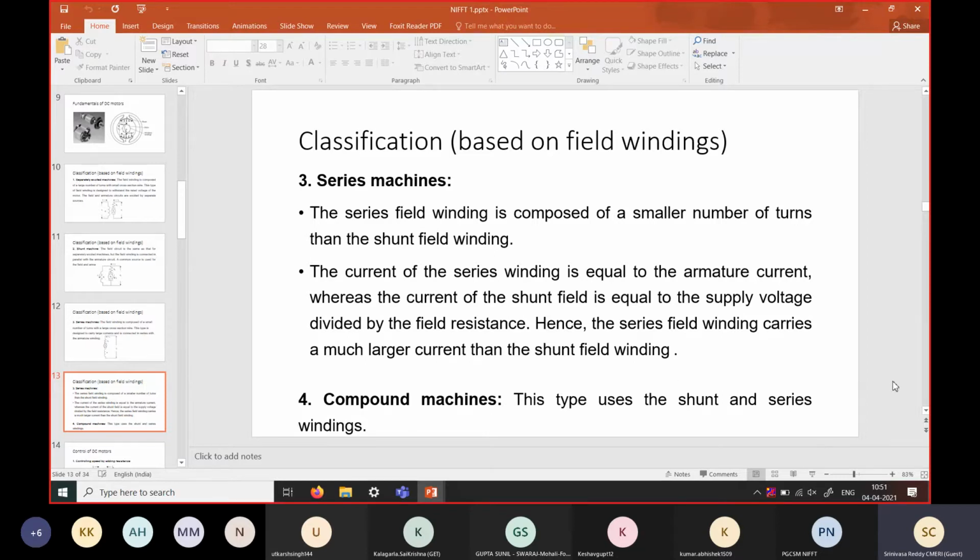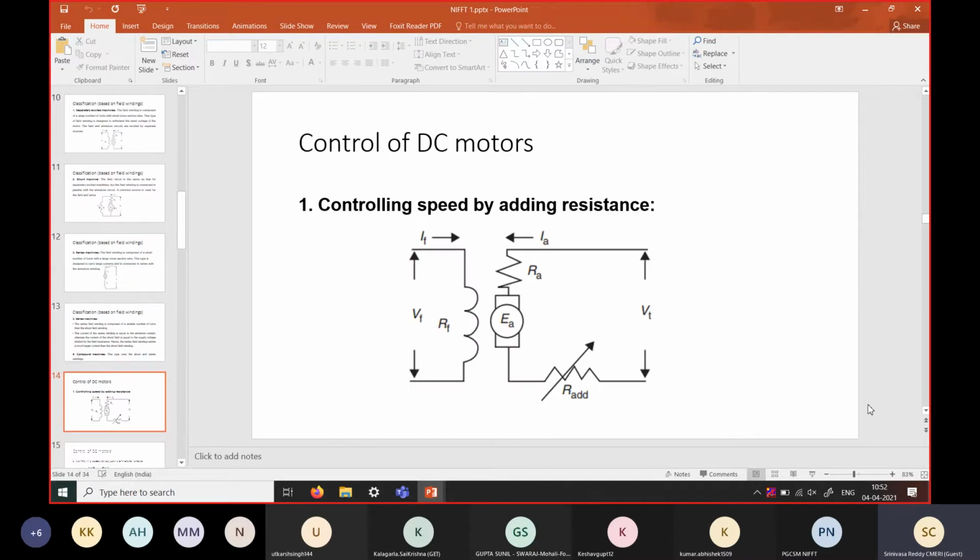The next classification is the compound machines. We have seen series and shunt machines, where in shunt the windings are connected in parallel, and in series they are connected in series. When we use both of these in a single construction, that is called a compound DC motor.